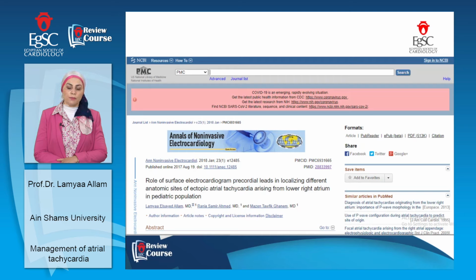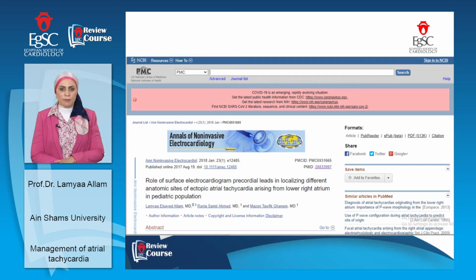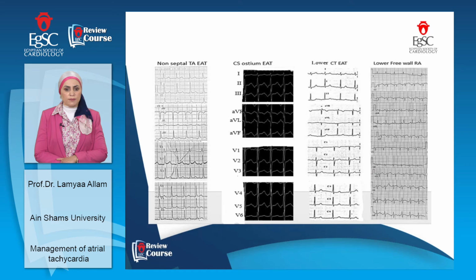This is another paper published by our team at Ain Shams University Hospital, by me and my colleagues, to detect how to differentiate between very close sites of atrial tachycardia from the lower part of the right atrium: the coronary sinus ostium, tricuspid annulus, lower part of the crista terminalis, and lower part of the free wall of the right atrium. We studied the role of the precordial leads for differentiation between them, as they are so close or similar in the algorithm of Kessler.